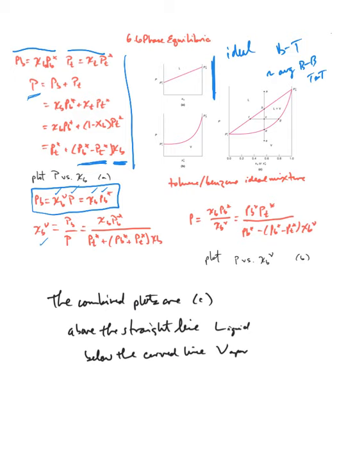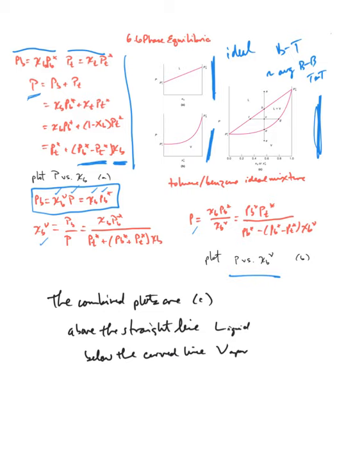If I rearrange for the mole fraction in the vapor and substitute that into a rearranged version of the total pressure, you can get another linear arrangement. This curved line that you see right here in B is a plot of the total pressure of the mixture versus the mole fraction in the vapor of the benzene. Okay? Now, the combined plots are shown in C.